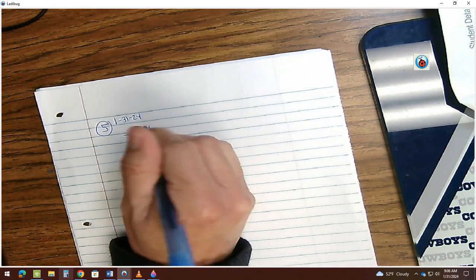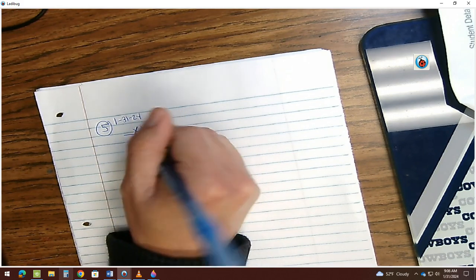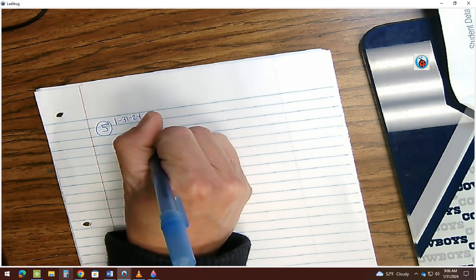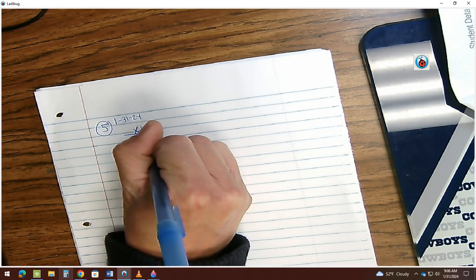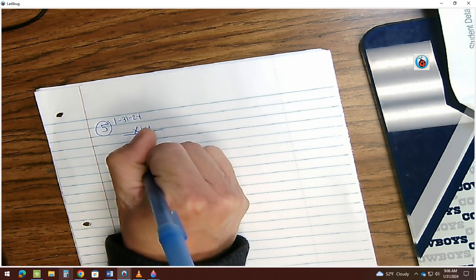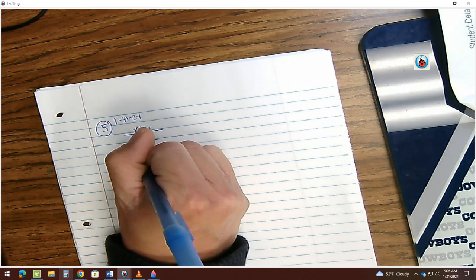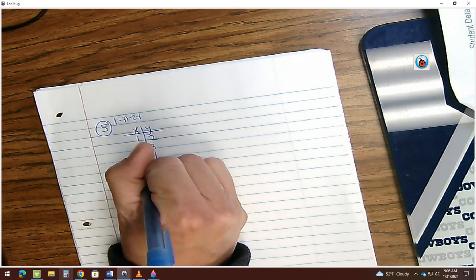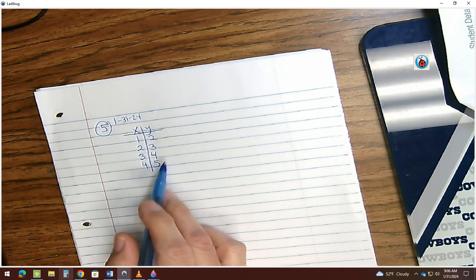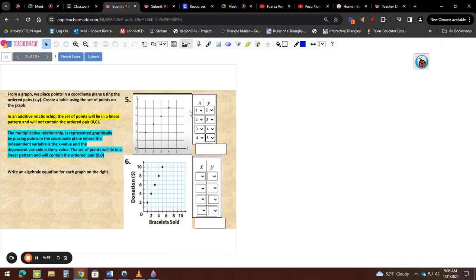Who's the first x in the table? 1. Y? 2. Next one. 2, 3. Next. 3 and 4. Next. 4 and 5. In case you wanted to know, where is she getting this from, Michelle? Well, what we just did, guys. From here: 1, 2, 2, 3, 3, 4, 4, 5. That's where I'm getting it.